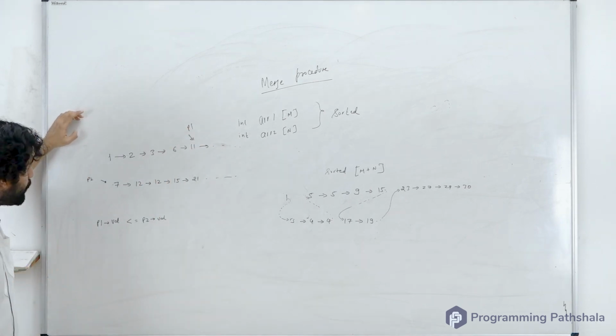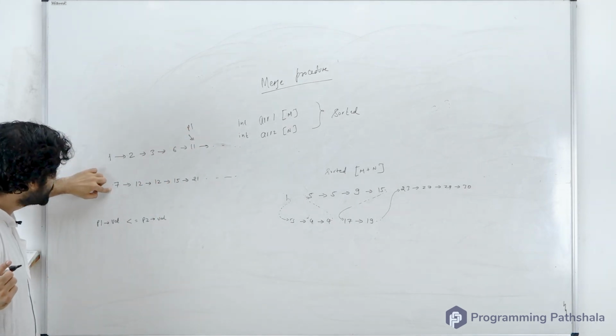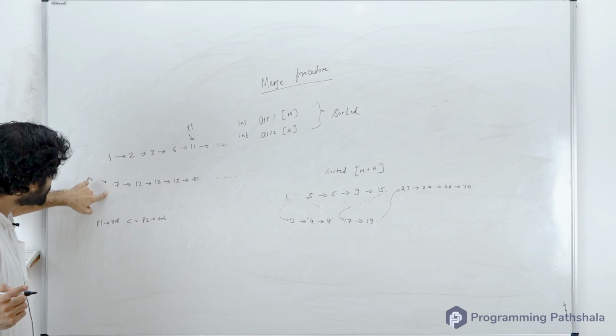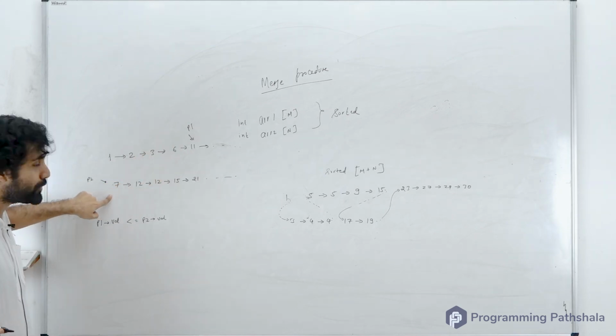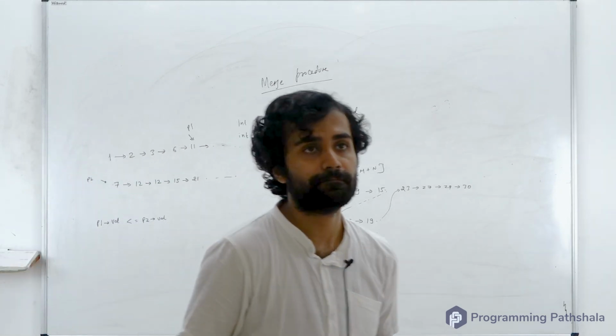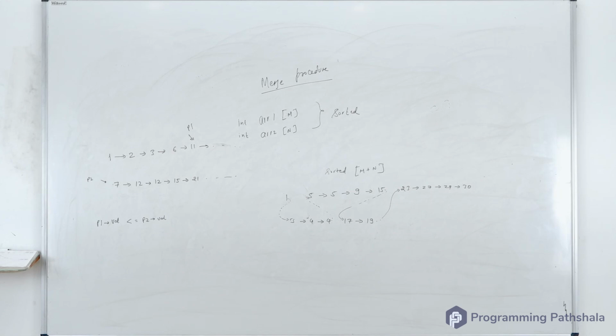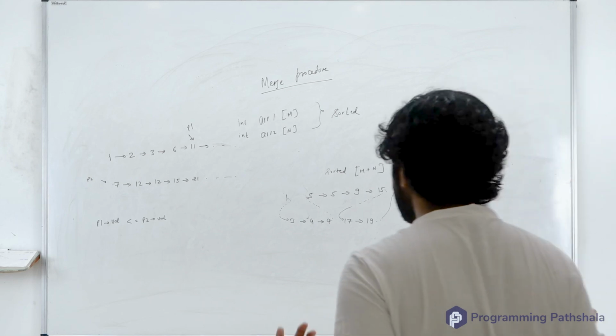And now, what do you want to connect to P2? Do you want P1 to connect to P2, or do you want this 6 to connect to P2? What do you want? You want that 6 to connect to P2, right? So how do you keep track of that? Is there an easy way to keep track of that? I think there is a very easy way to do that, right?